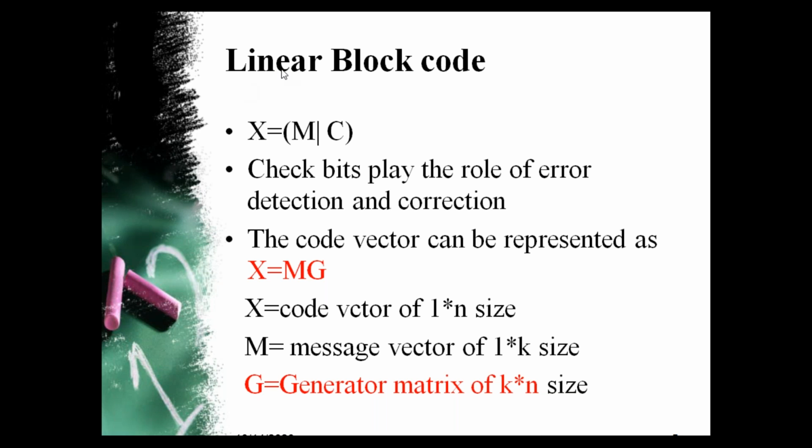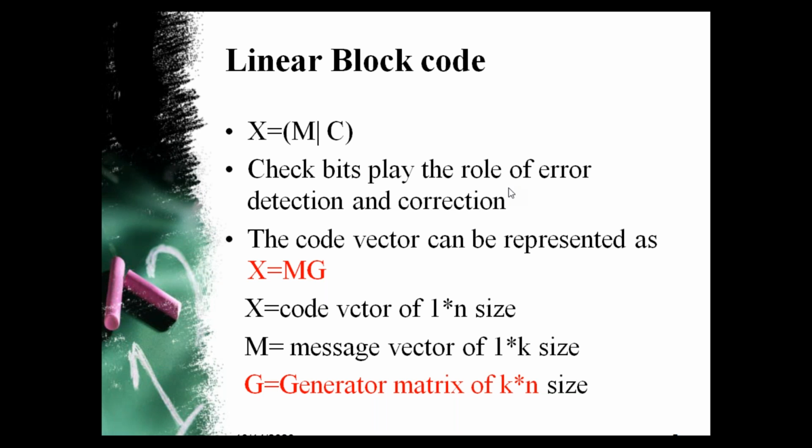We can represent this as X equal to the code word, where the initial part is the message bits. Here capital M represents the message sequence of k message bits, and capital C represents the check bits, the extra bits we have added. These check bits play the role of error detection and correction. We will see how they detect errors and how we can make use of the check bits for error correction.